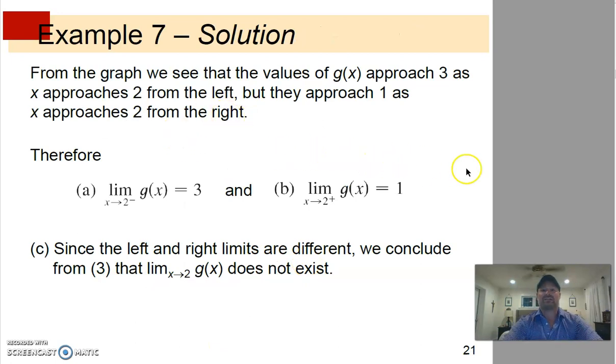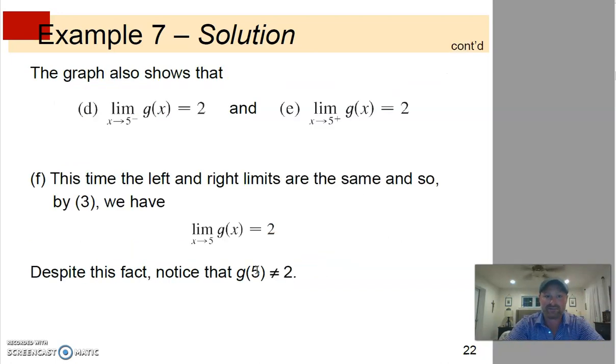From the graph, we see that the values of g of x approach 3 as x approaches 2 from the left, but they approach 1 as x approaches 2 from the right. Therefore, we can say that A equals 3 and B equals 1, noticing that they're different. In C, since the left and the right limits are different, we can conclude that the limit as x approaches 2 of g of x does not exist.